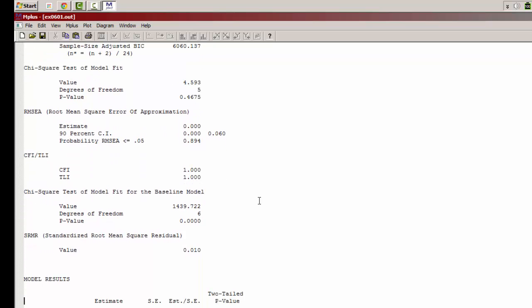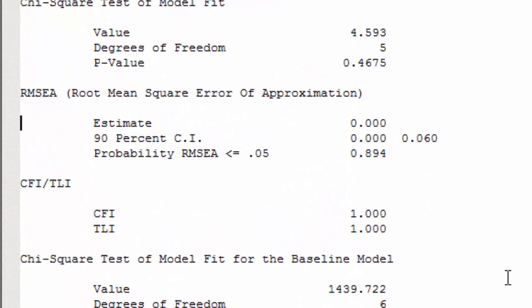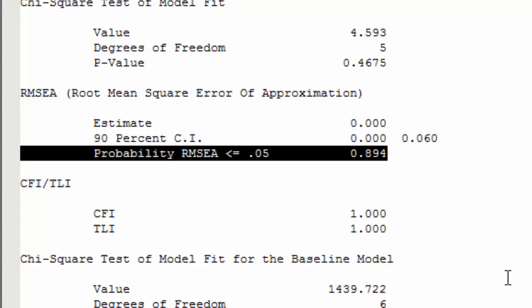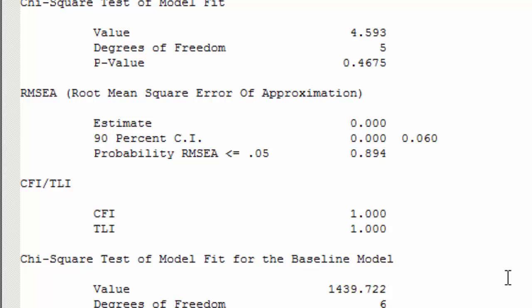And we have a root mean squared error of approximation, which is another statistic I like to look at, where values less than 0.05 are good, and there's a little reminder here that that's a good value. And here we have the RMSEA is some value less than 0.0004, I guess.